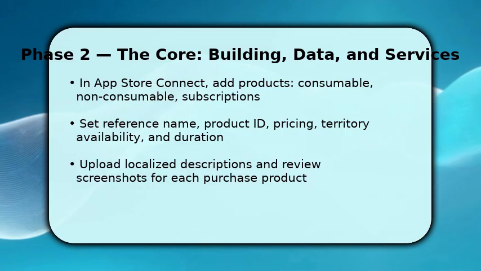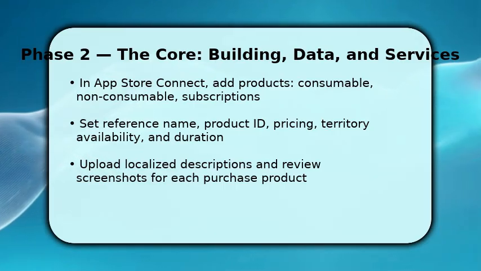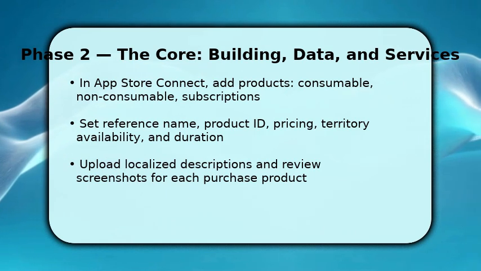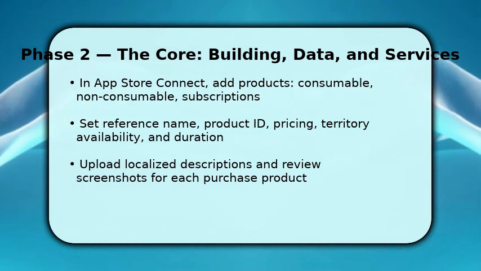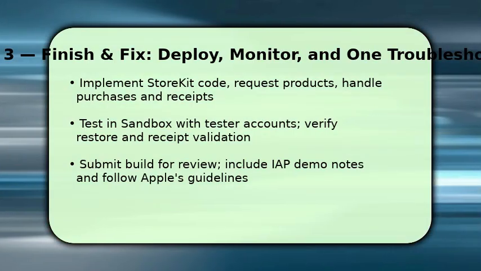Include purchase screenshots if required, because Apple reviews metadata. Make sure subscription durations and groupings are correct. Once product entries are ready, save them and use the product ID to wire purchase logic in your app for accurate requests and receipts. Finally, implement StoreKit.